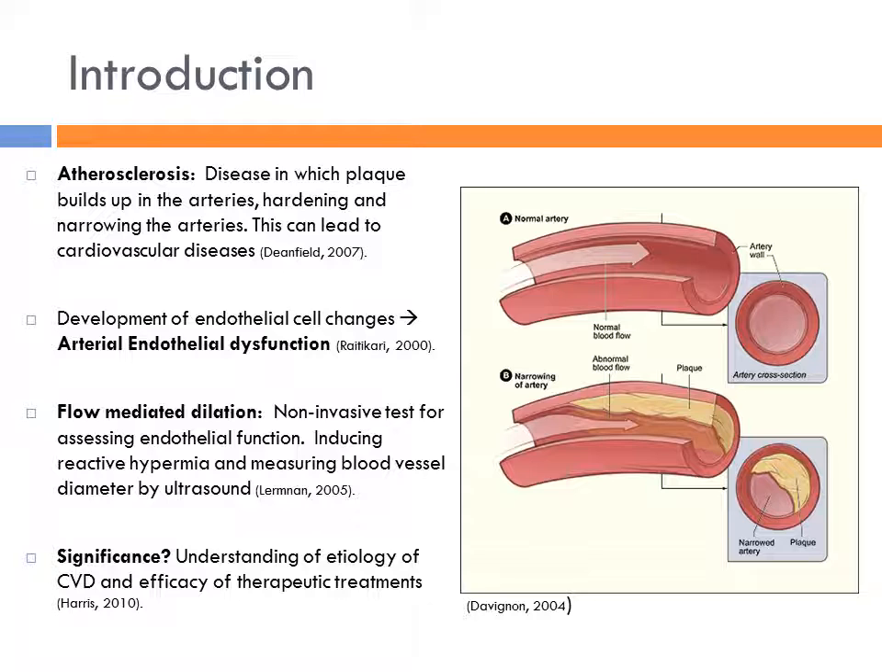The exposure of cardiovascular risk factors leads to development of cell changes, in this case, arterial endothelial dysfunction. This is where there is an imbalance between vasodilating and vasoconstricting substances produced by the endothelium. This can both be the result of and contribute to cardiovascular diseases.